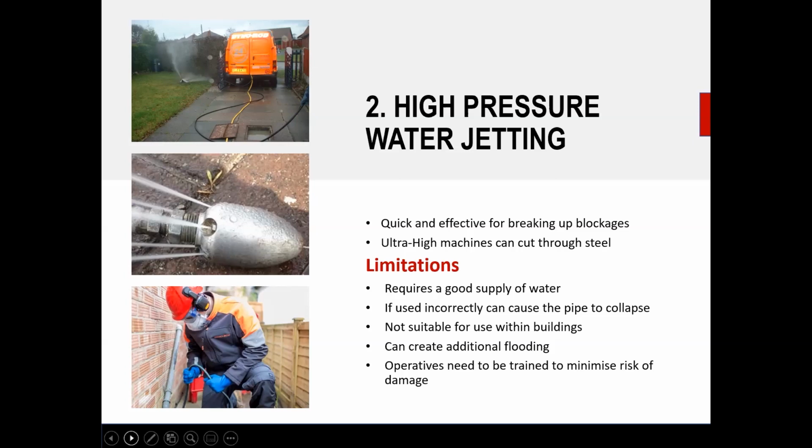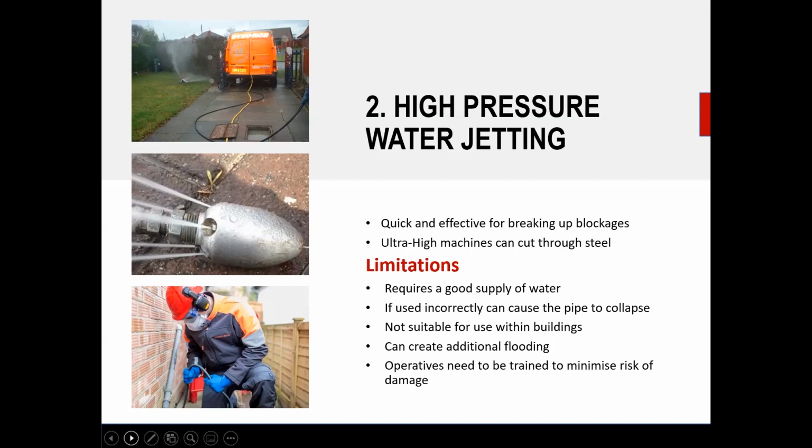So high pressure water jetting obviously requires a pressurized unit, a motor, a pump. Most of them are either mounted in the back of 3.5 ton vans, what are called van packs, or on trailers, or we get to the bigger ones where you've got the combination units and jet vacs. Very quick and effective for breaking up blockages.